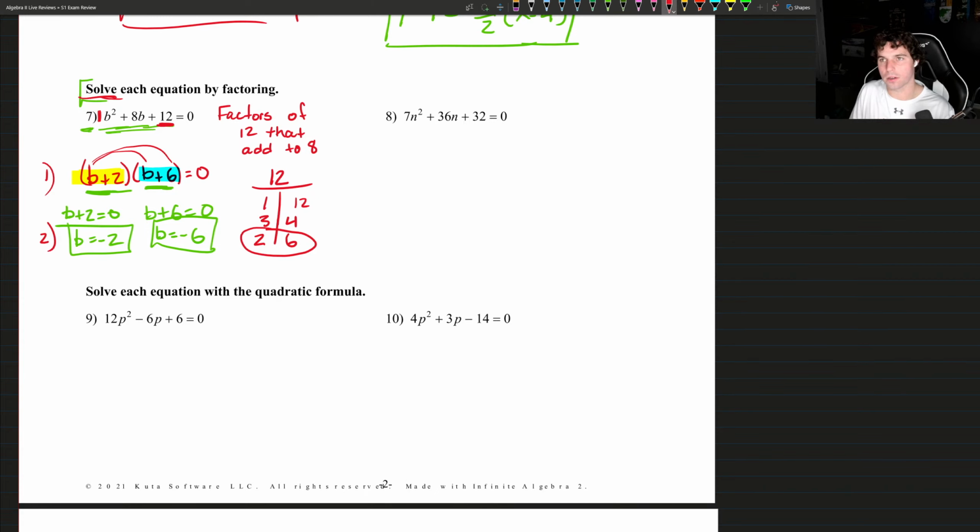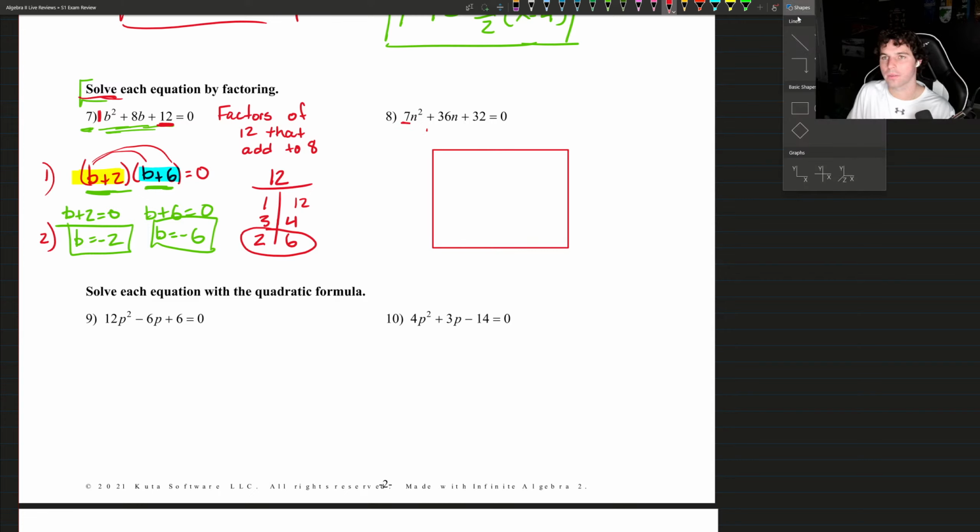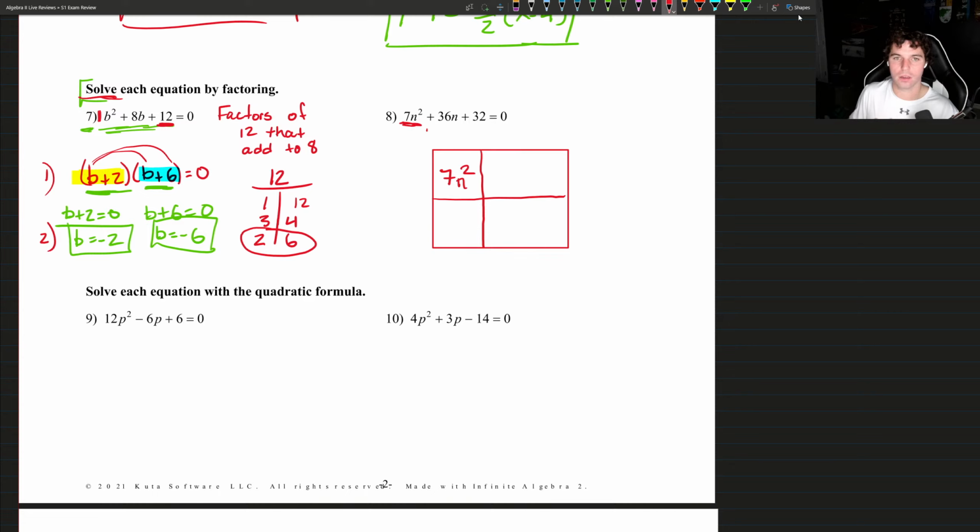Okay, where it gets a little bit harder is when we get to quadratics where our leading coefficient is not 1. And there's not a whole lot more thought here. There's like one extra step. Okay, so I'm going to look at this in terms of an area of a big box. And we know two things when we're doing this. We know the area of this top left-hand square box, whatever you want to call it. That's going to be 7n squared, that's our first term. And then we know the bottom right-hand corner, which is 32.